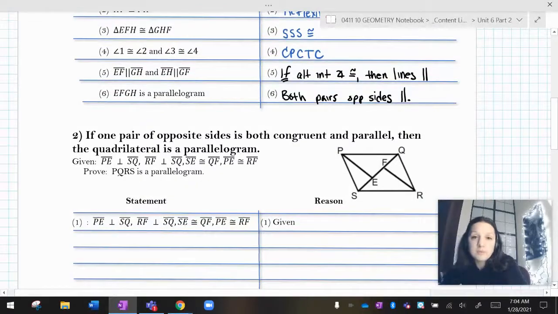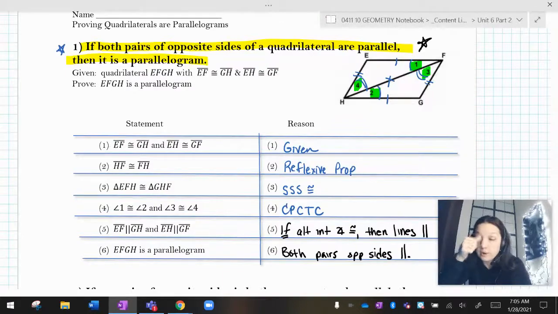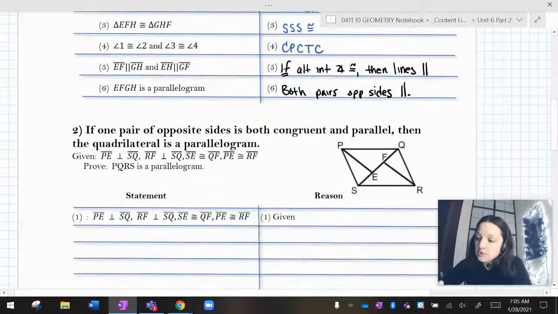Another way to prove something is a parallelogram. Oh, you know what? Before I say that, the reason I started with this proof is because when we did coordinate parallelogram proofs, I said the best way to prove something's a parallelogram in coordinate geometry is to show that both pairs of opposite sides are parallel. That's the quickest. It is one of the ways to prove it in a two-column proof, but it may not be quickest. There are more, and that's why we're going to go into these. All right? So now I'm going to scroll down here.